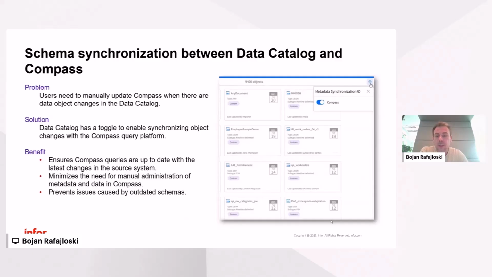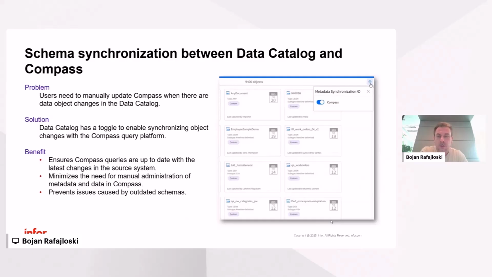And that process can increase the workload that administrators do, and it also presents a difficult process in case the customer is not aware when one of the schemas is updated. So to solve for that problem, we're introducing in Data Catalog a new toggle that allows you, when it's enabled, any change from the catalog schemas will be automatically reflected in the Compass metadata as well.